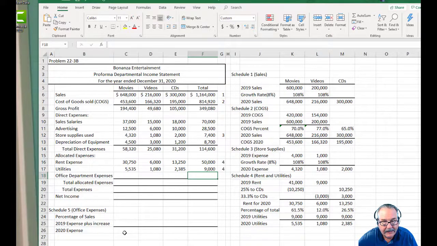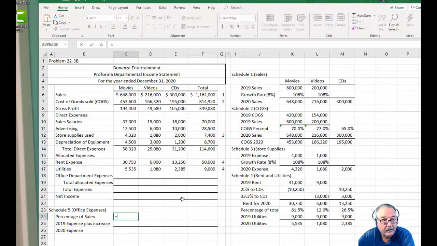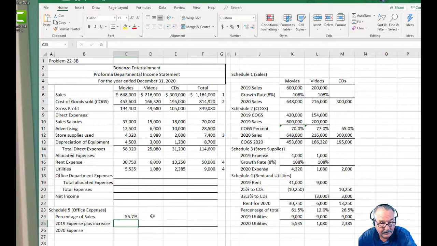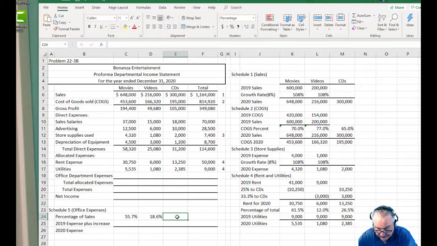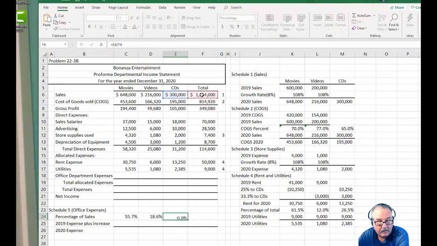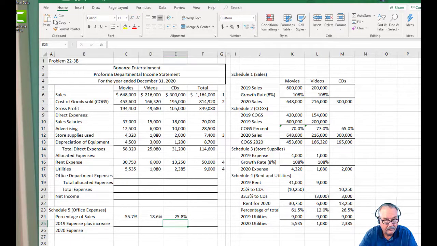And then our last expense is the office expenses. And they wanted us to do that based on a percentage of sales. So if I take sales for movies divided by total sales, I get 55.7%. Videos, 18.6%. And CDs is 25.8.